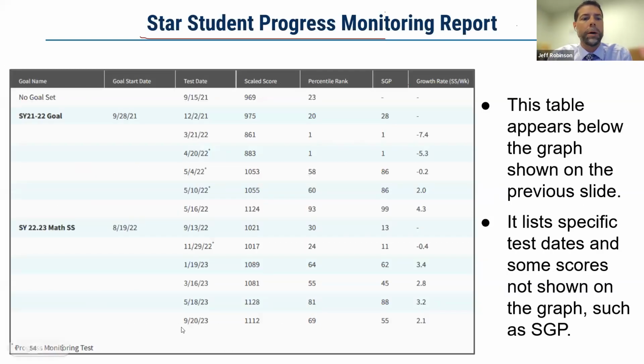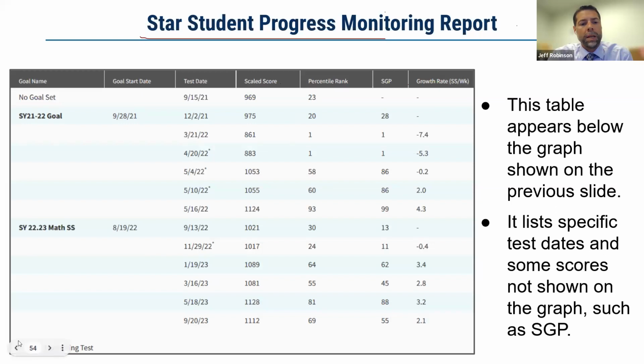The bottom of the report is going to, for the student, show every single time they took a test, what their scale score was, their percentile rank, and their SGP, and their growth rate, which is their scale score divided by the number of weeks since the goal was set. This is a lot more information that might be useful instead of just looking at the chart.